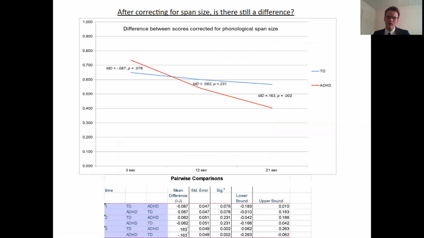So now what I did is I ran some comparisons here to see, well, now after I've corrected this, are there differences? Maybe that was all there was, this deficit in their short-term memory capacity. As you can see here, at the 3 seconds, it's insignificant, which is horrible. 12 seconds, insignificant. But at 21 seconds, it's still significantly different. So it still tells me that there's something going on here, something that their capacity alone can't explain.